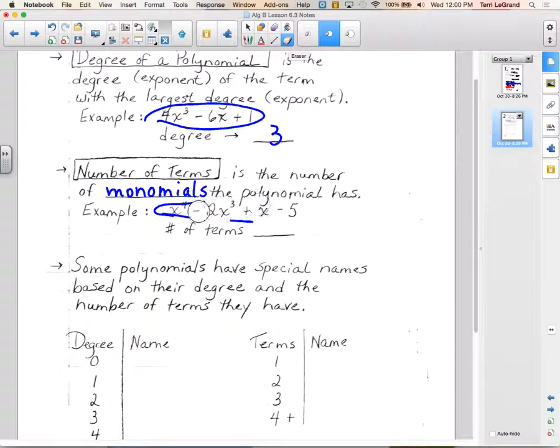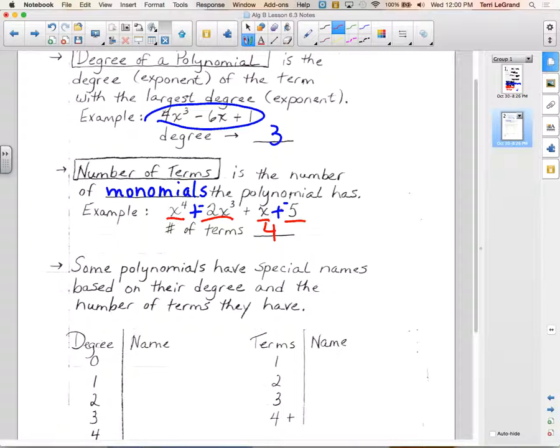So let me get rid of my circle here so we can see it better. Let's change this to add the opposite, and now this one to add the opposite. And we can start underlining. We have one monomial, there's a second monomial, there's a third one, and there's a fourth one. 4 monomials means there's 4 terms.